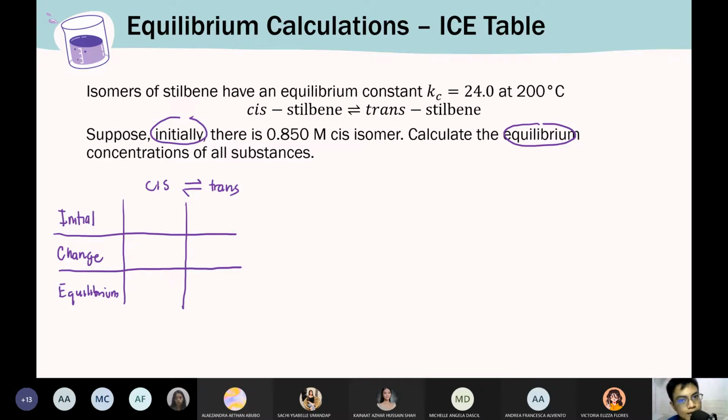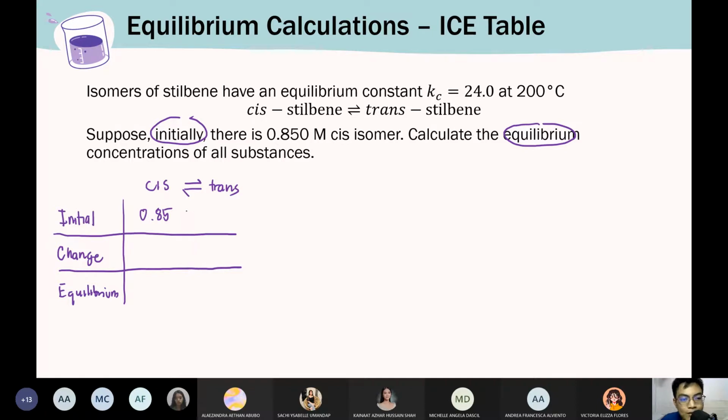And now, again, I said magkaiba yung initial sa equilibrium. Magkaibang bagay yan. Sabi dito, initially there is 0.85 molar cis isomer. So I will write it here. Tapos yun na, calculate na agad. Saan na gagawin mo? Ganito. Rule of thumb: kapag walang sinabi na concentration, 0 agad yon.